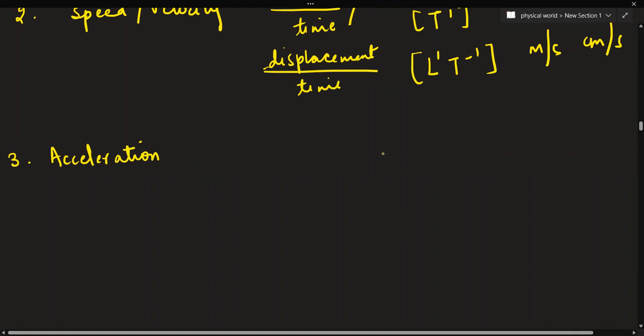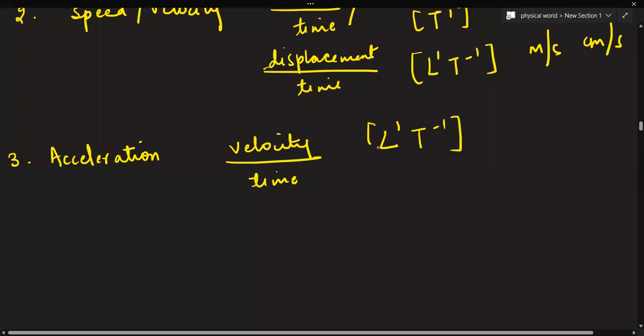This is important. So acceleration is what? Acceleration is the change in velocity by time. So I'm writing only velocity by time. This is actually change in velocity by time. So velocity was what? Velocity we have just seen, velocity or speed. This was L to the power 1, T to the power minus 1 divided by time. Time is T to the power 1. So how can I write the dimensional formula?